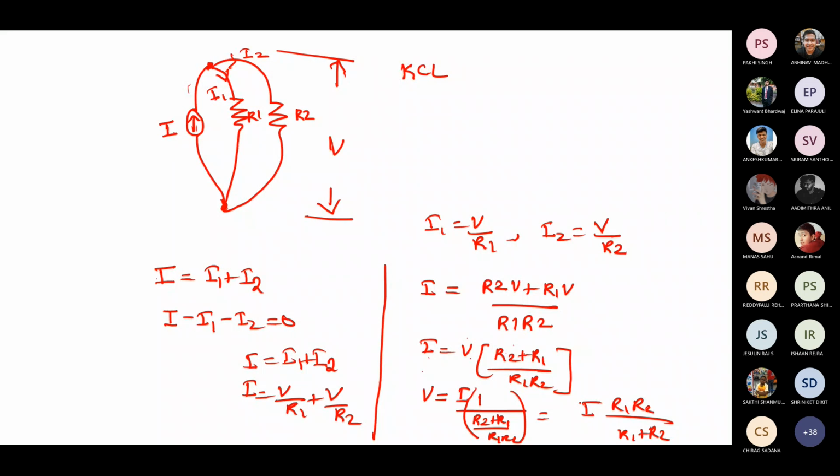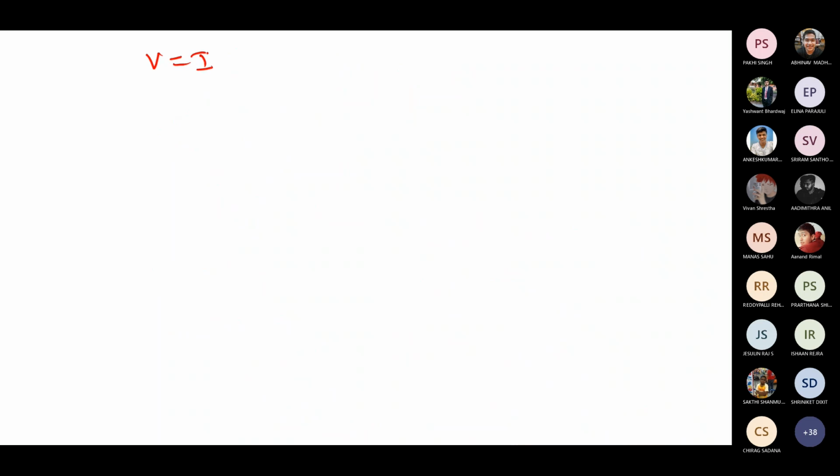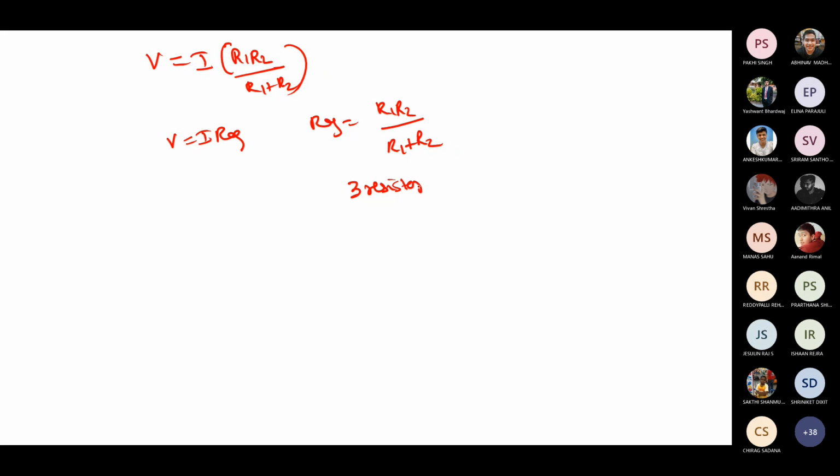Okay, so now V is equal to I into what we got, R1 R2 divided by R1 plus R2, isn't it? So that's what we are going to write: V is equal to I into R equivalent, where R equivalent is R1 R2 divided by R1 plus R2. This is for two resistors connected in parallel. My question is, if three resistors are connected in parallel, can I write R1 R2 R3 divided by R1 plus R2 plus R3? Whether that is allowed? No, ma'am. No. This is where people make mistake.